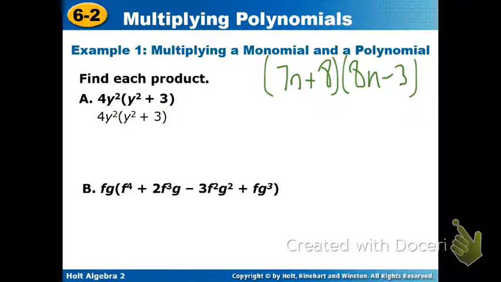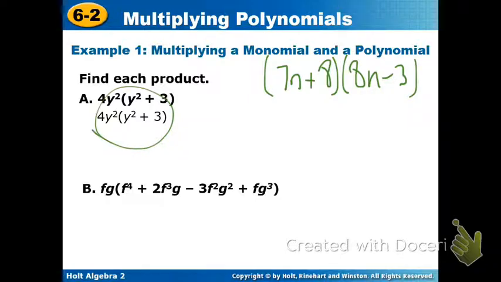Okay, we're going to take 7n plus 8 times 8n minus 3. Does this look familiar? This is your FOIL method. FOIL, or box method, or you could just distribute. You could just do exactly what we did over here. You're just going to have to do it twice. So let's start with the 7n and distribute it.